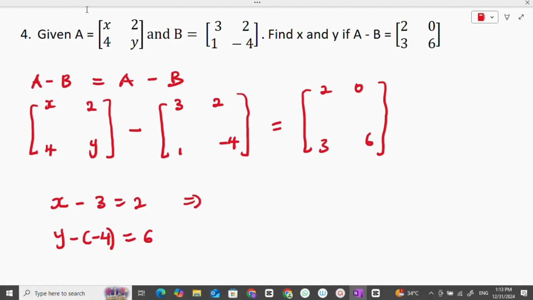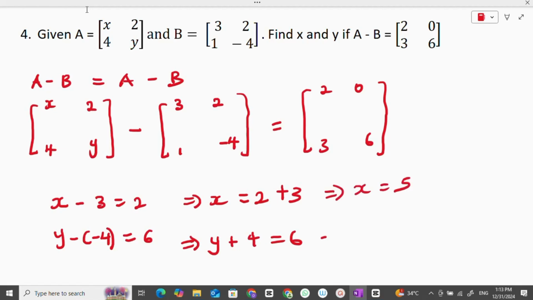Solving this implies that x is equal to 2. When this crosses the equal sign, it becomes plus 3. So x is equal to 5. And y minus times minus is plus 4 is equal to 6. When this crosses the equal sign, it becomes negative 4, which implies that y is equal to 2. So we have been able to find the value of x and y.